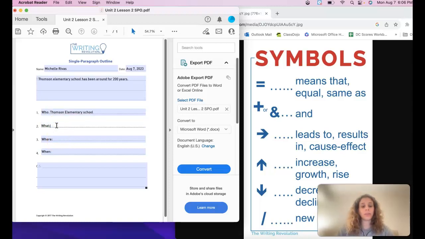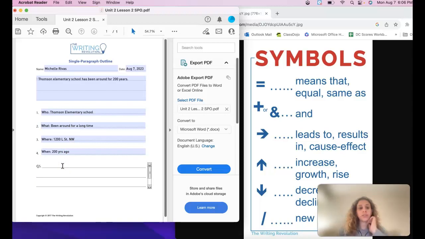What are we talking about? It's been around for a long time, so we're going to write been around for a long time. Where? We're gonna put down the address of Thompson Elementary School, so 1200 L Street Northwest, and then when, 200 years ago.